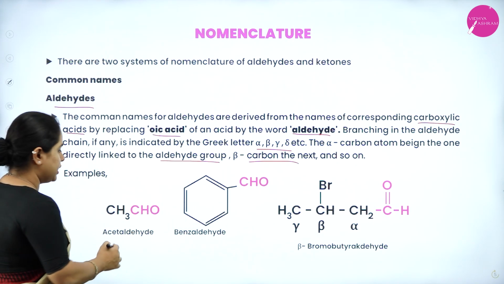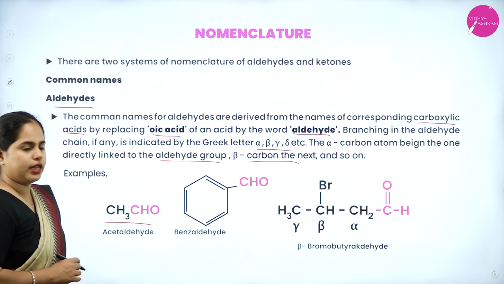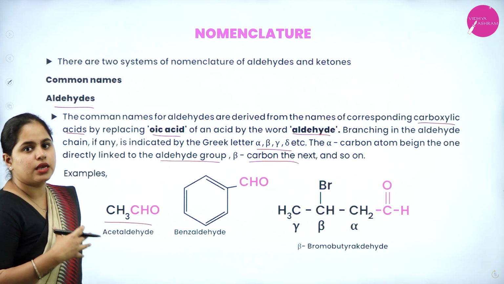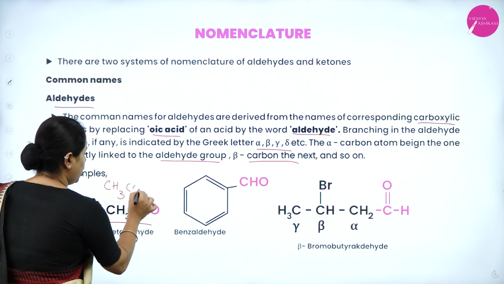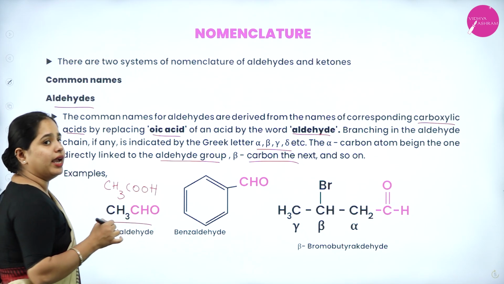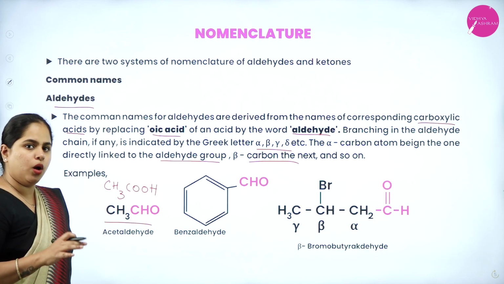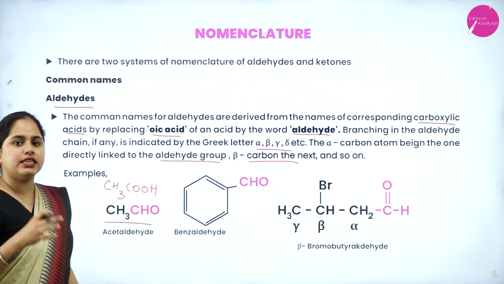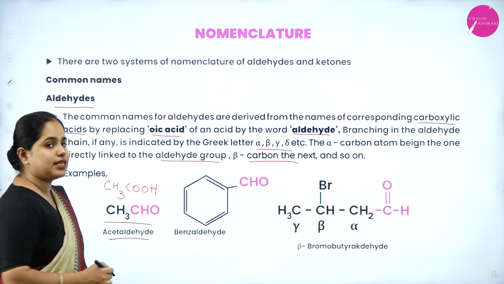So let's see, CH3CHO. We have to name the common name for this. From which acid is this particular aldehyde derived? CH3COOH, which is acetic acid or ethanoic acid, right? We are discussing the common name, so we commonly call it acetic acid. Instead of the acid, you put aldehyde there, so the name becomes acetaldehyde.